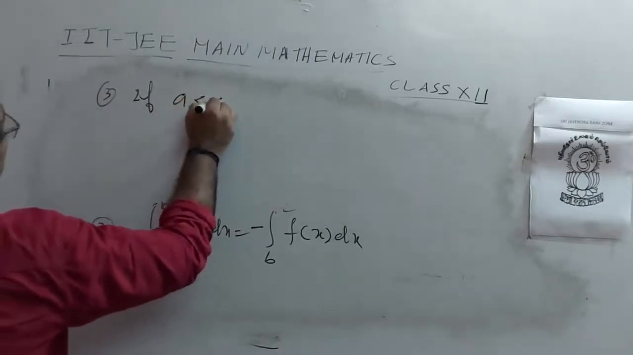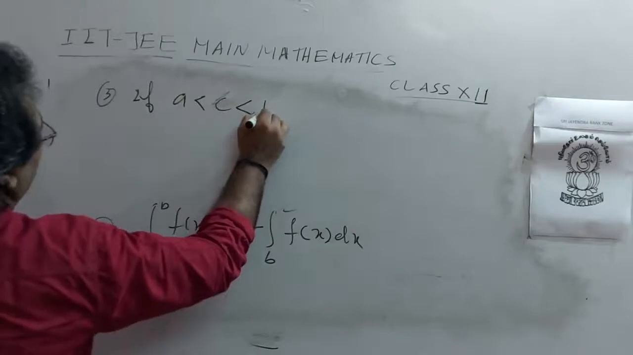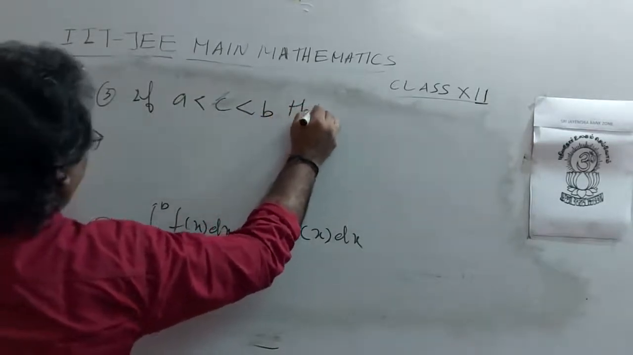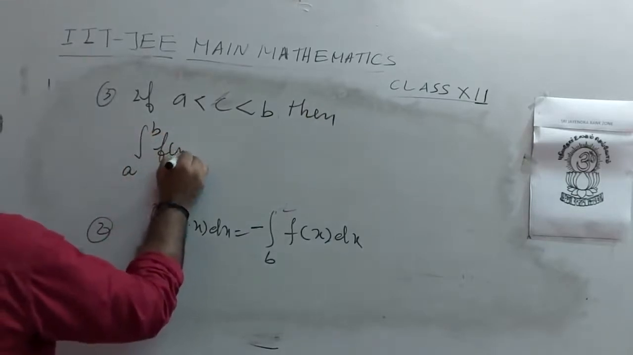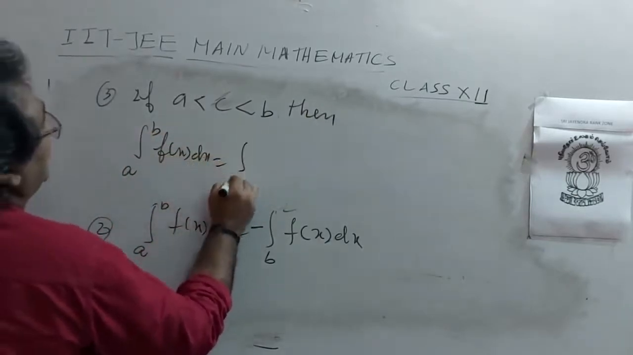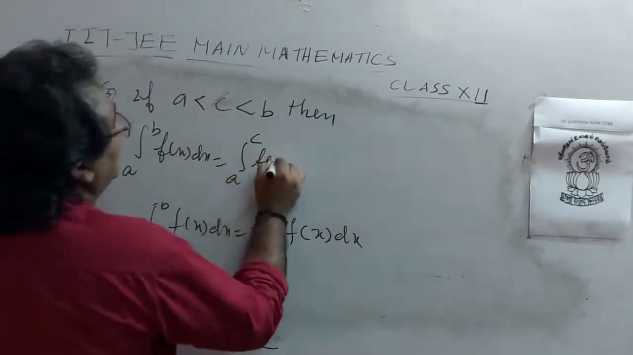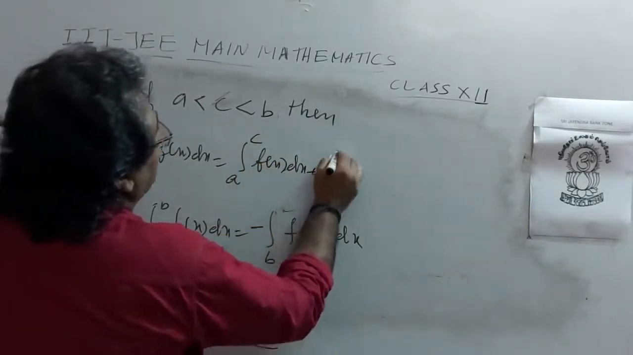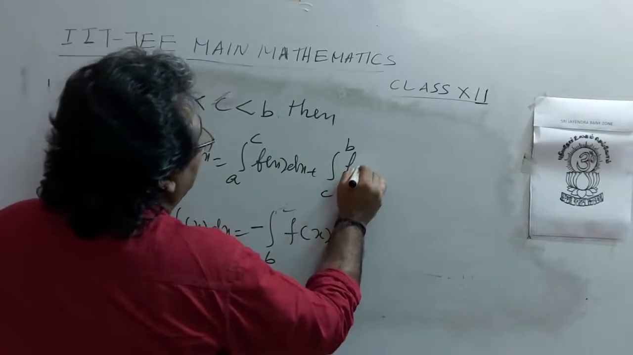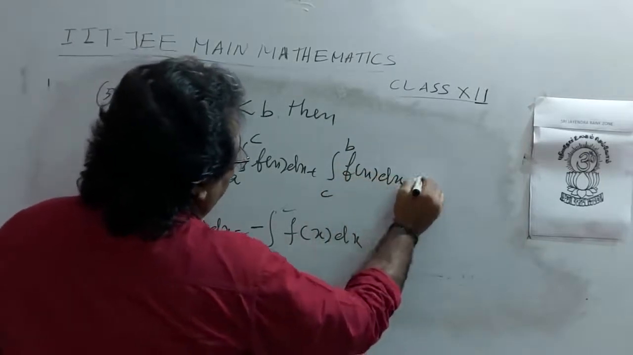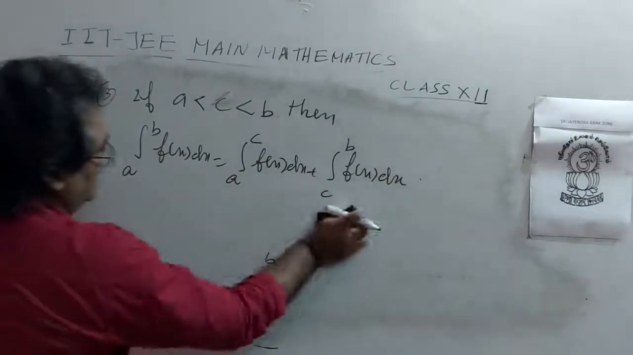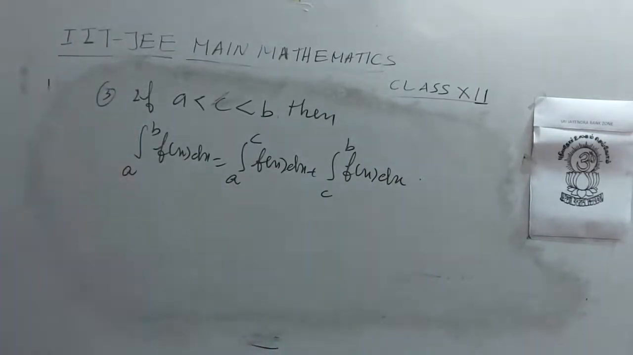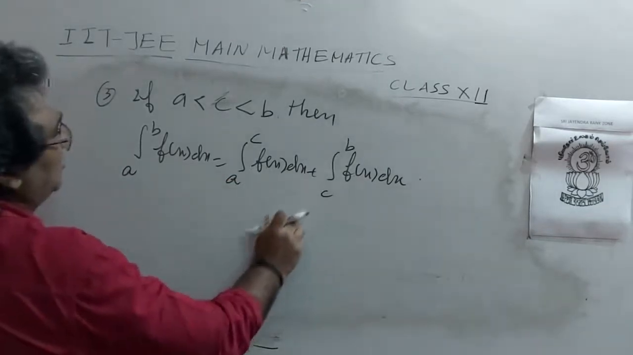If a is less than c less than b, then integral a to b f of x dx equal to integral a to c f of x dx plus integral c to b f of x dx. Between a and b, c exists, then a to b can be written as a to c, then c to b.